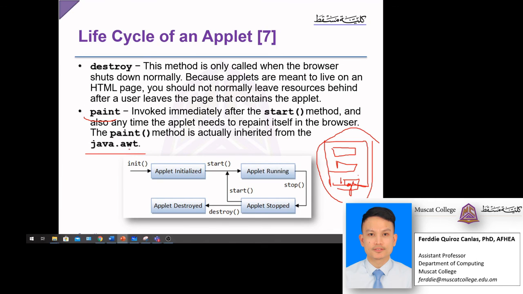So during the start method, paint is invoked, and during paint, the GUI is displayed little by little in your web browser. You won't notice the paint method because nowadays we have very fast computer systems, right? So the painting, or the showing of the forms, the controls, the buttons, the text boxes, and whatever it is in the web browser, is very fast.